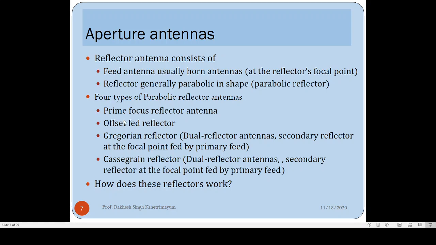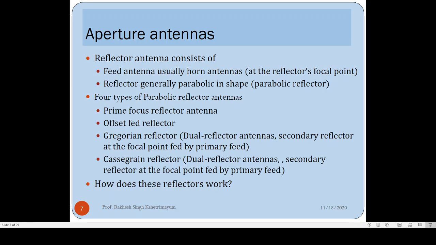So in a single reflector antenna, you have the prime focus reflector antenna, where you place the feed antenna at the focal point of the parabolic reflector. Offset fed reflector is where the feed antenna is not placed at the focal point of the reflector, it is offset from the focal point. You will see it in the next slide.